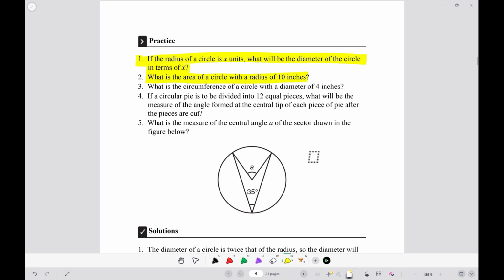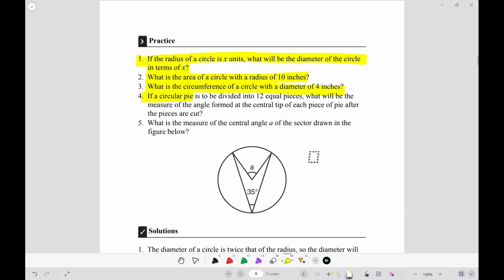What is the area of a circle with a radius of 10 inches? We can use the formula A equals pi r squared. What is the circumference of a circle with a diameter of 4 inches? We can also do that by using the formula.